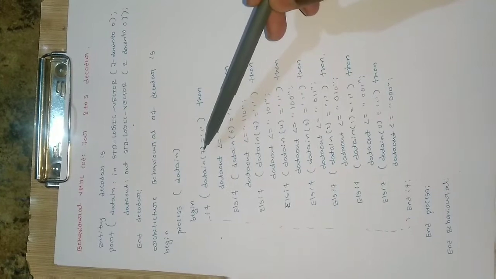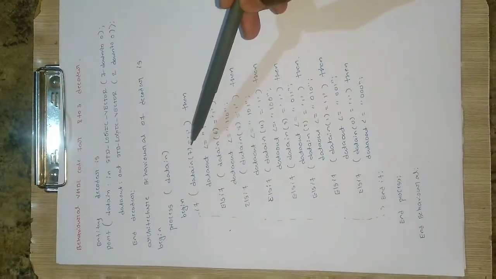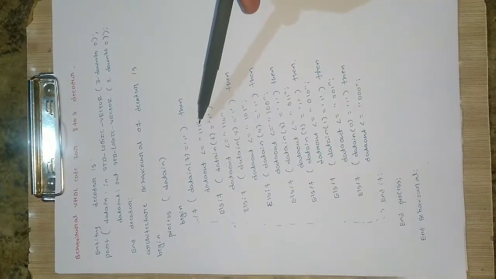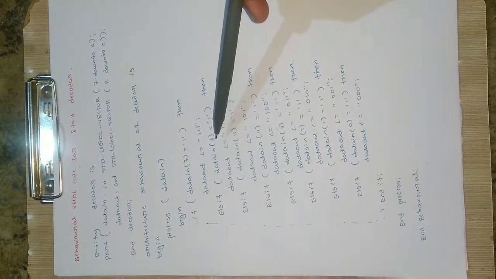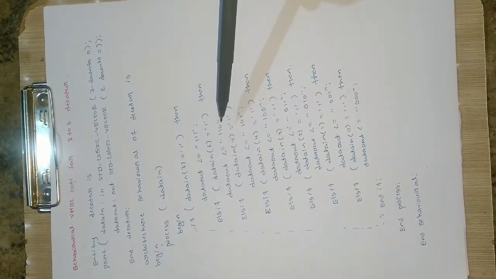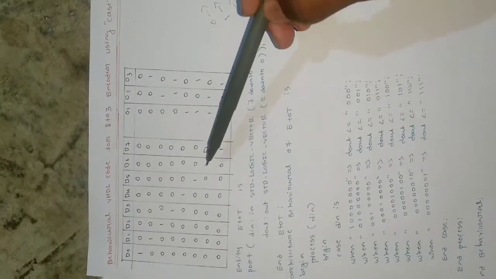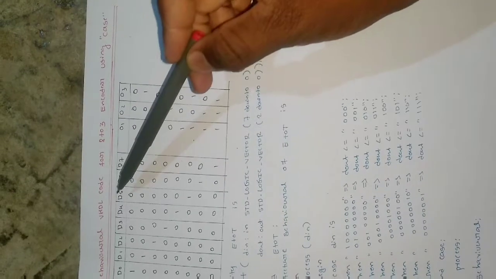When data_in(7), that is the 7th bit of data_in, is 1, at that moment the output will be 111. Similarly, when the 6th bit is 1, the output will be 110. That is, when the 6th bit, this bit, is 1, the output will be 110. When the 5th bit is 1, the output will be 101. When the 4th bit is 1, the output will be 100. I will keep writing up to when the D0 bit is 1, the output will be 000. The same thing I have done here. I have written the whole truth table over here.